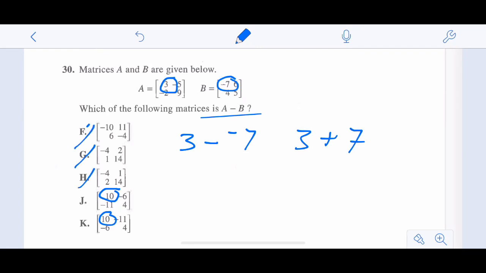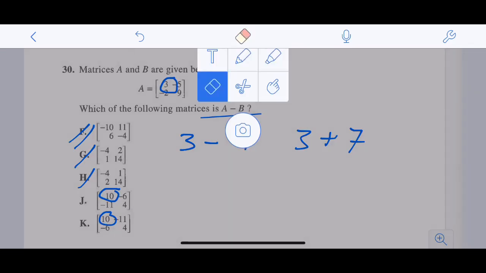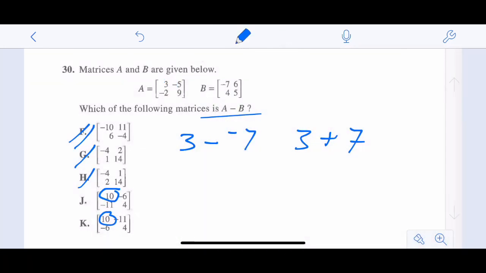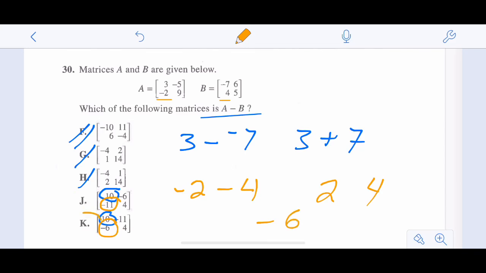So we can eliminate all these. And then let's look at the next one down, which is negative 2 minus 4, because we look at our matrices. So negative 2 minus 4 is really like adding 2 and 4 and then putting in negative. So what's 2 plus 4, Belle? 6. 6, and it's going to be negative 6. So negative 6 is down here in K. So our answer choice is K. Good job.